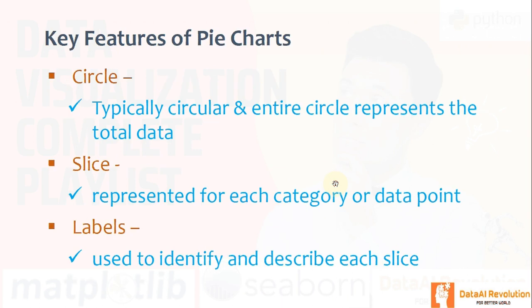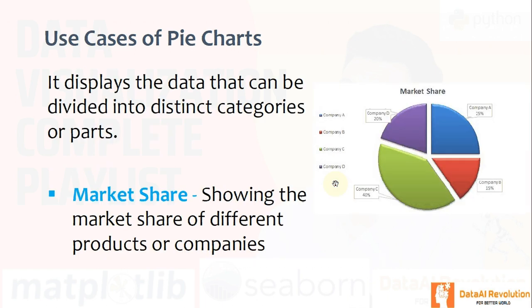So what are the components of pie charts? There are three main components of pie charts. The first is the circle, the second is the slice, and the third is labels. Why the circle? Because the shape of a pie chart is typically circular, and the entire circle represents the total data. A slice represents each category or data point, and labels are used to identify and describe each slice. What I mean by this, we can understand with the help of this example.